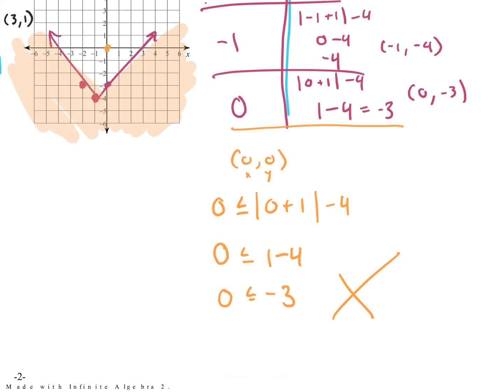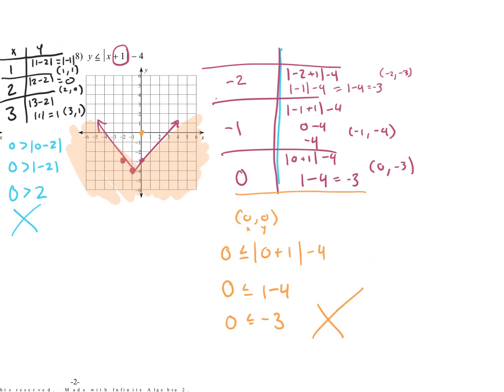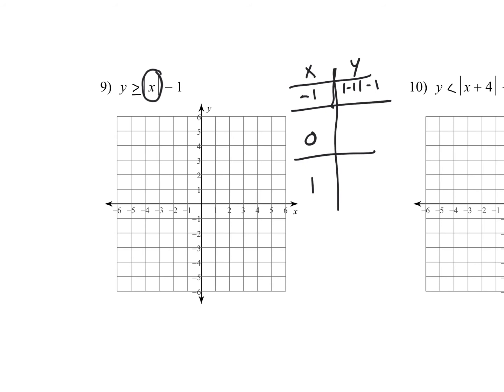So there's my graph for number 8. Any questions? What's the absolute value of negative 1? 1. And what's 1 minus 1? 0. So negative 1 comma 0. Go to the left to negative 1, stay on 0.